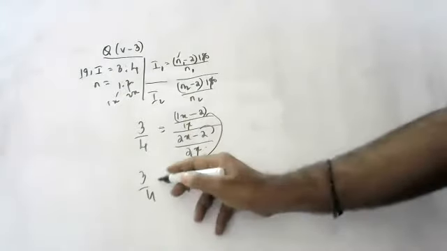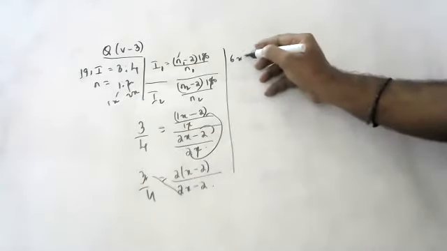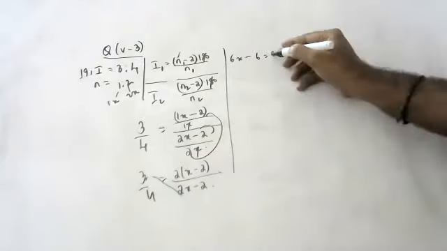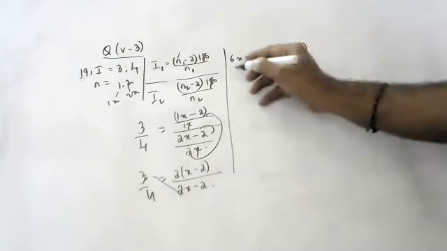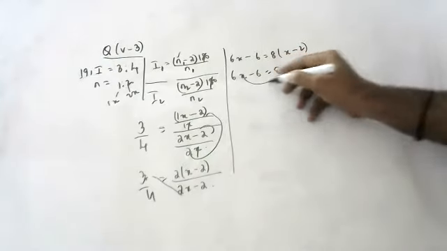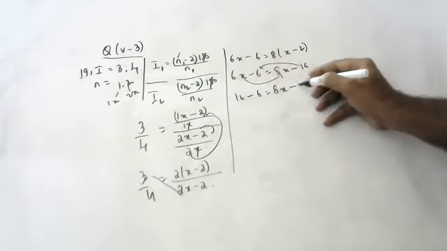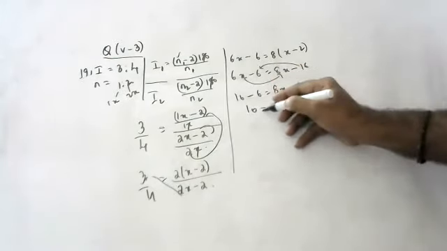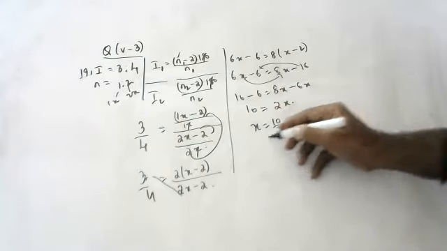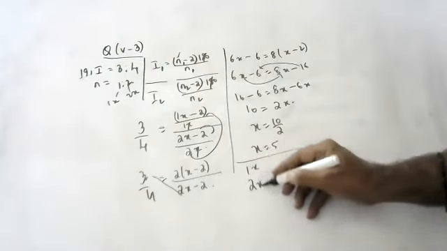Now let's do cross multiplication. 3 twos are 6x, 6x minus 6 is equal to 8x minus 8. 4 twos are 8, 8 into x minus 2, that is 6x minus 6 is equal to 8x minus 16. Bring this 16 here, bring this here. 16 minus 6 is equal to 8x minus 6x. 10 is equal to 2x. X is equal to 10 by 2, x equals 5. One is 1x, other one is 2x.